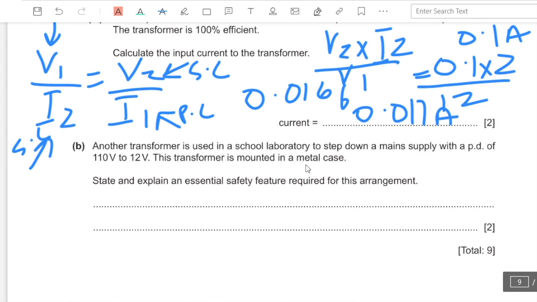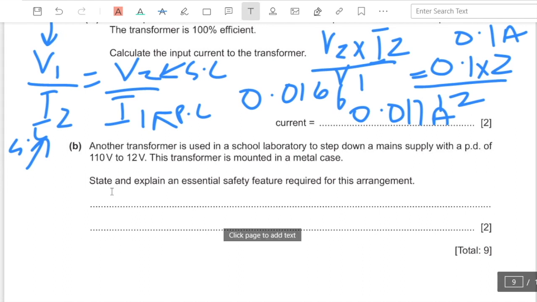If it did, that would mean any student touching the metal case without the metal case being earthed would be in danger of being electrocuted. So here we need to earth it.